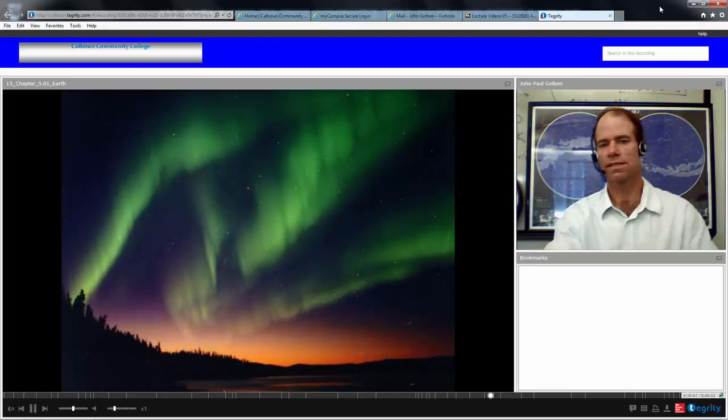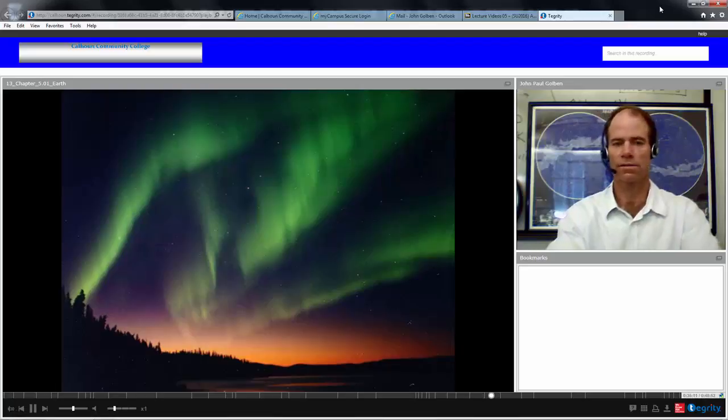Sometimes when the sun's activity is really high, it can reach further down in latitude, even down into the continental United States.